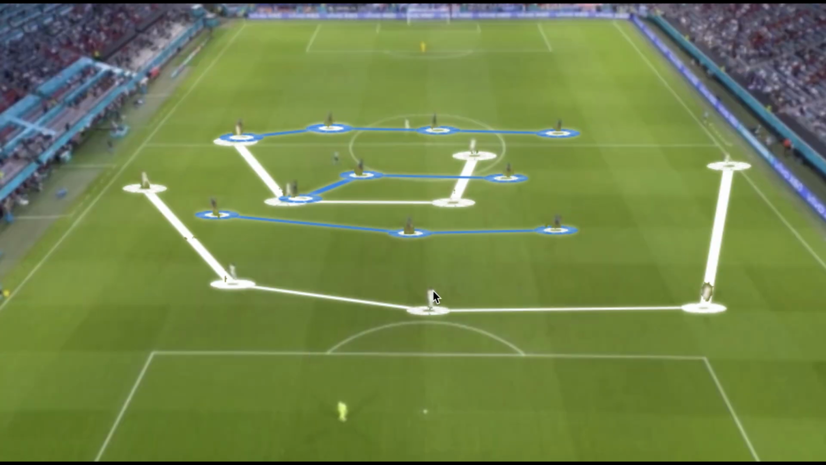Now with Germany in possession of the ball here, they built out of the back with their back five, with their wing backs playing wider and 3 central players occupying each of the central corridors.